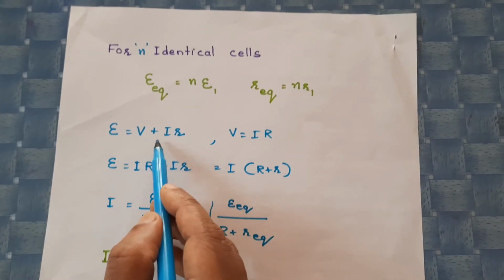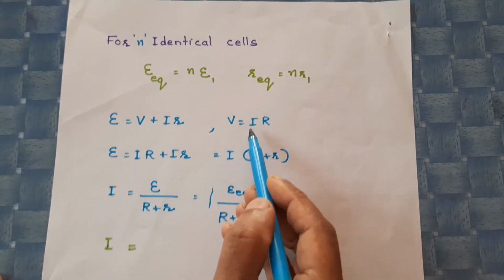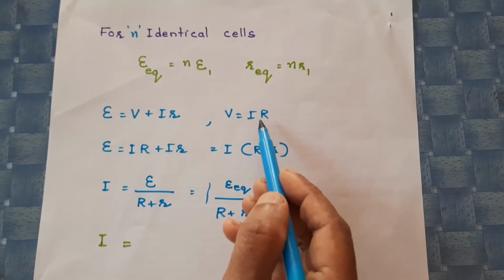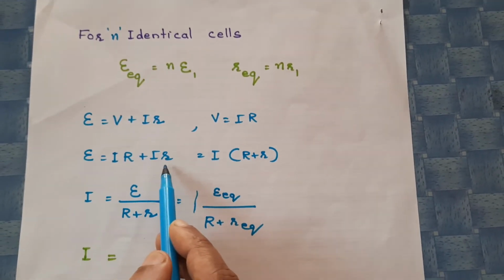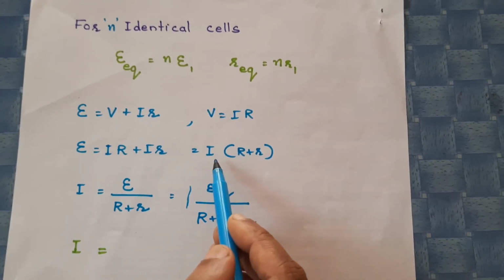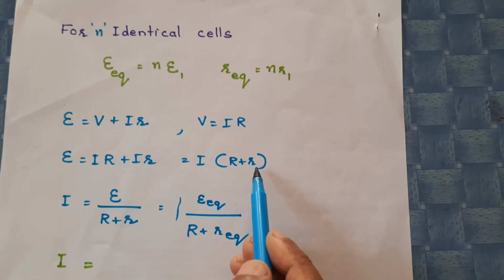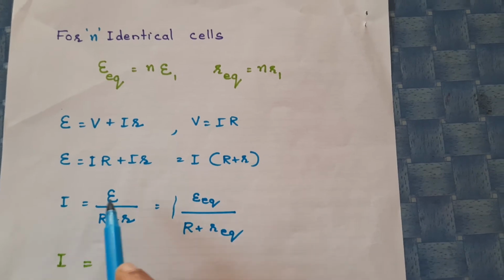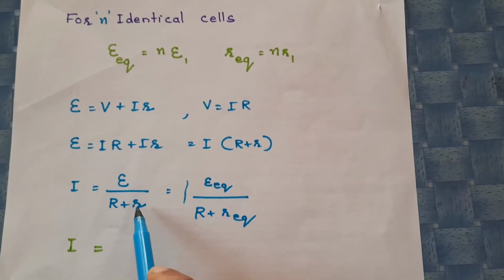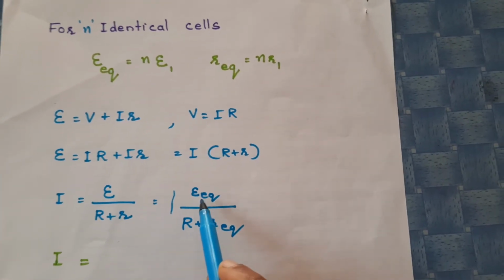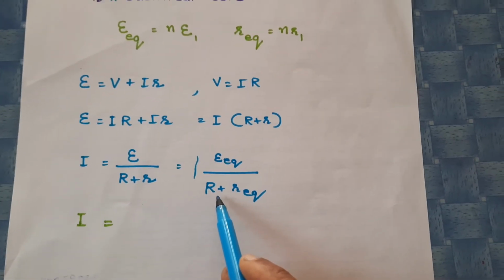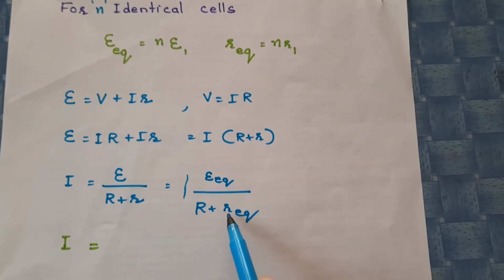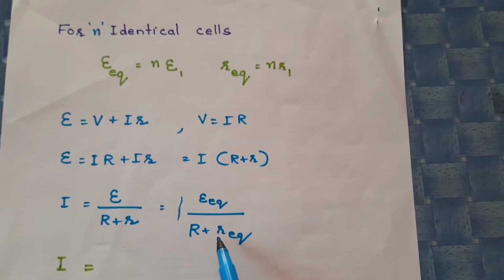And now let us find the current through the circuit. EMF is V plus Ir and V is equal to I into capital R. Therefore EMF is IR plus I small r, that is equal to I into R plus small r, or I is equal to E by R plus r. In the combination it is equal to E equivalent by R plus external resistance plus equivalent internal resistance.